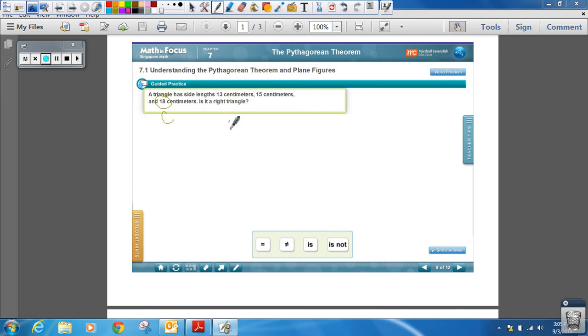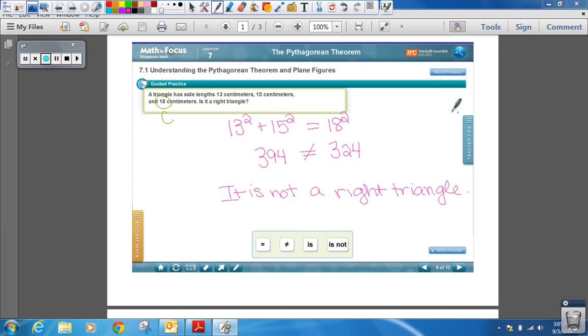So then I have 13 squared plus 15 squared. I want to know, does that equal 18 squared? And 13 squared plus 15 squared gives me 394. And 18 squared gives me 324. So because those are not equal, the answer here is it is not a right triangle. Remember, just the longest side will always be placed in for this c, or your hypotenuse.